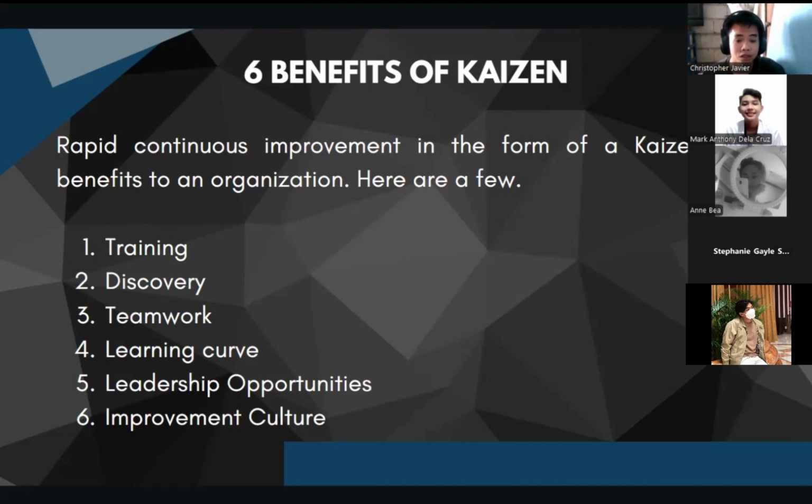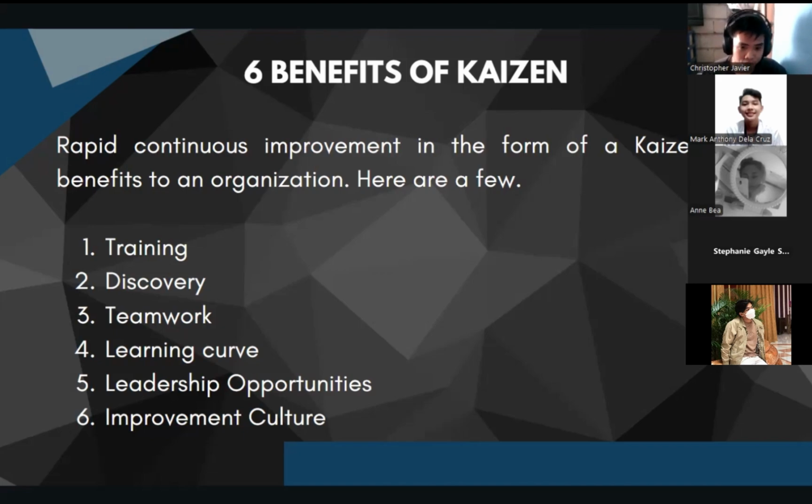The fourth one is learning curve. The more Kaizens an organization successfully runs, the greater the opportunity to involve more and more employees. This will lead to more effective and efficient future Kaizens.